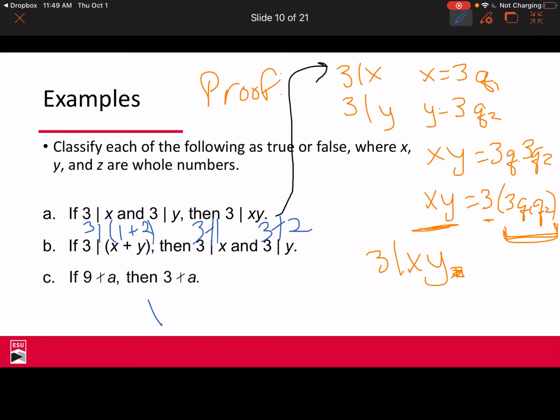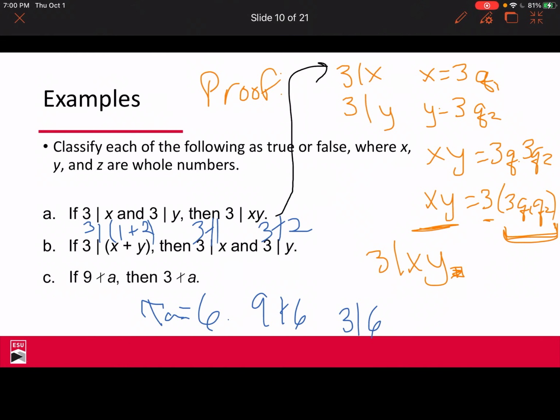Also, for 9 not dividing a, then 3 doesn't divide it. Well, consider the example of 6. A equals 6. Well, 9 doesn't divide 6, but 3 divides 6. So it's not true that if a number doesn't divide it, then other numbers necessarily won't divide it either.